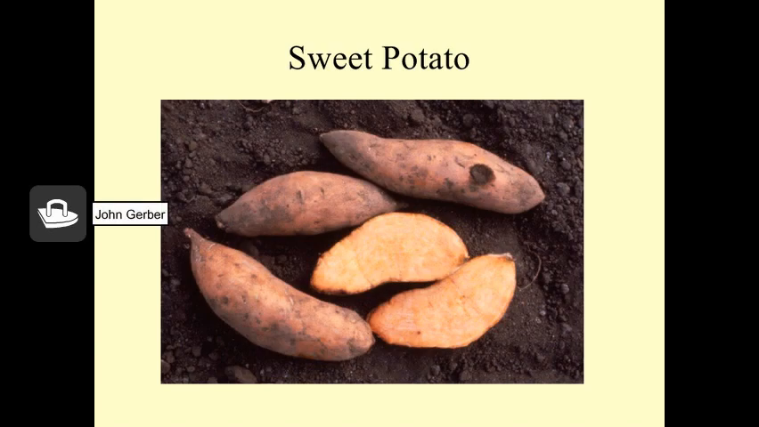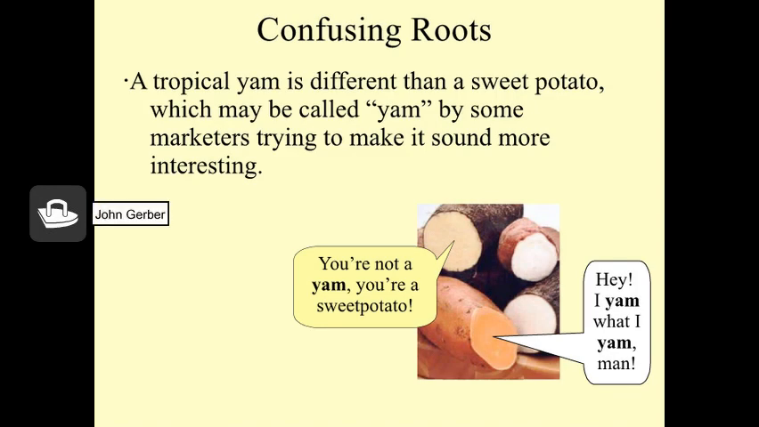Sweet potato is another example of an underground root system that's primarily used for storage. Both sweet potatoes and the true tropical yam are storage roots, and they're quite often confused. The tropical yam, the genus is called Dioscorea, and the sweet potato, the genus is Ipomoea. You don't need to know that, but they're quite different plants. Often you'll find a sweet potato labeled in a grocery store as a yam. Marketers do that in order to charge you more money.